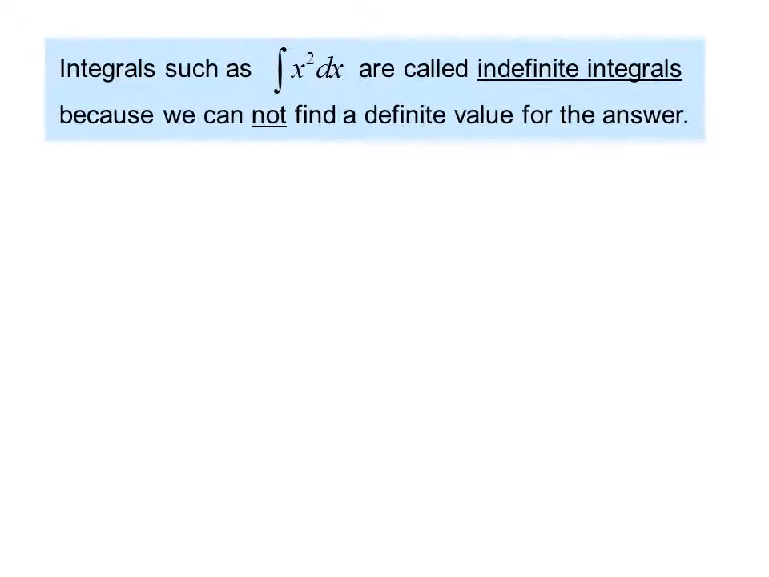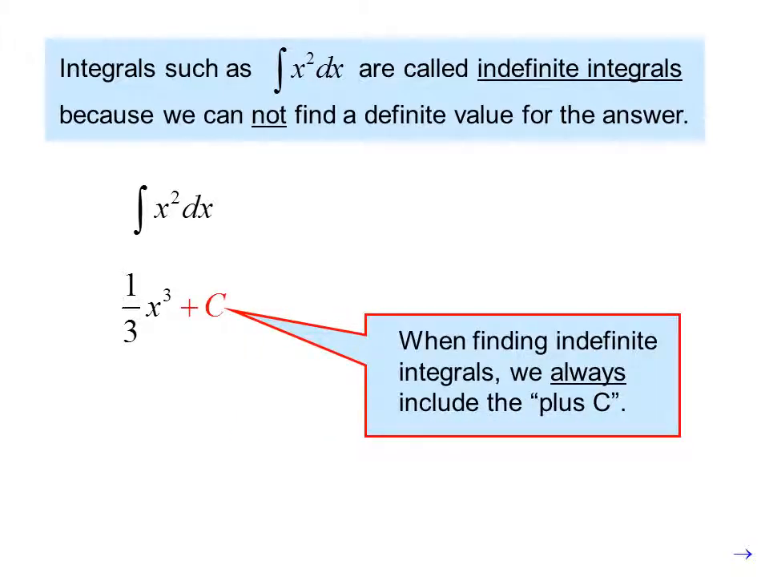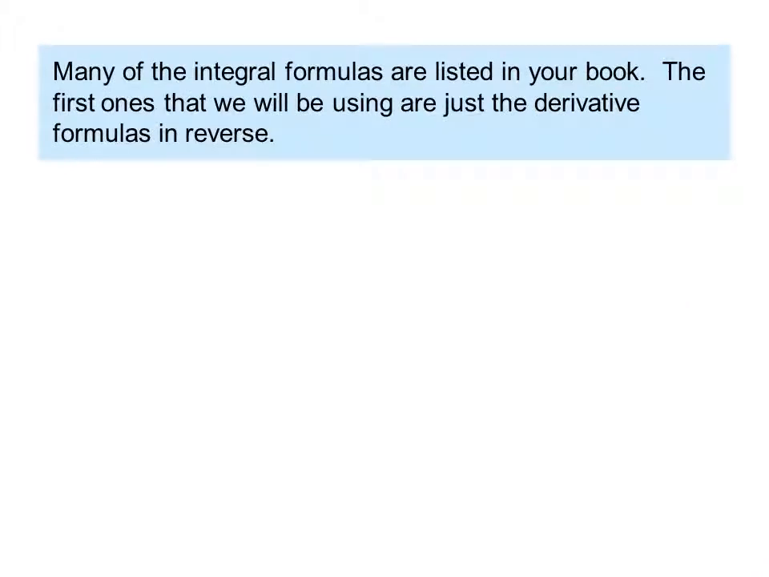Integrals such as the integral of x squared dx are called indefinite integrals because we cannot find a definite value for the answer. The integral of x squared dx is 1/3 x cubed plus c. When finding indefinite integrals, we always include the plus c. Many of the integral formulas are listed in your book. The first ones that we will be using are just the derivative formulas in reverse.